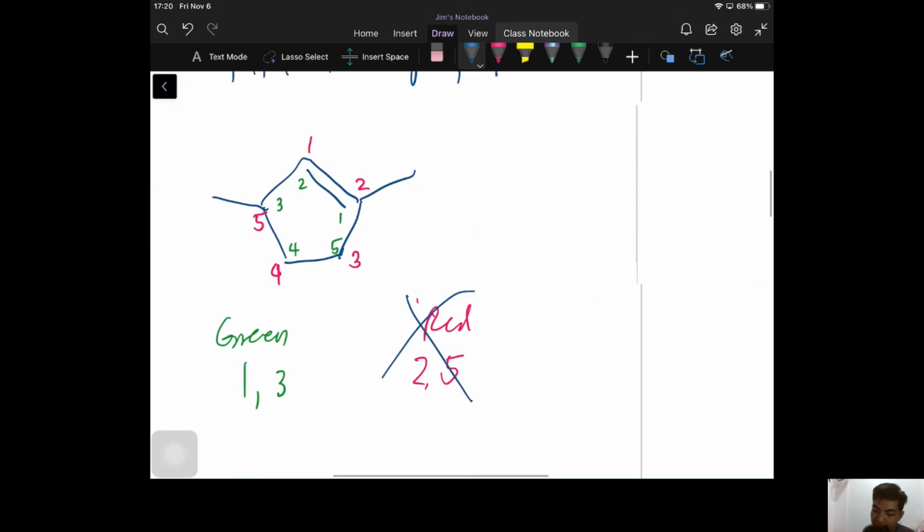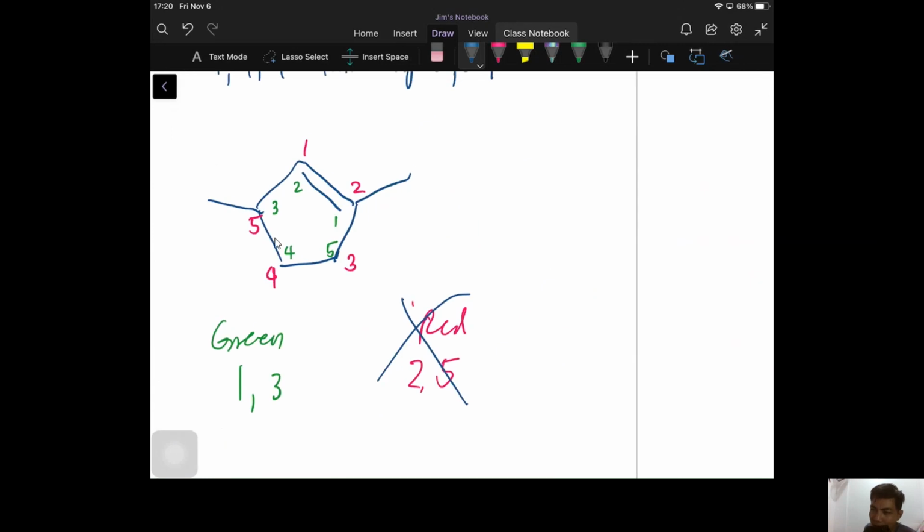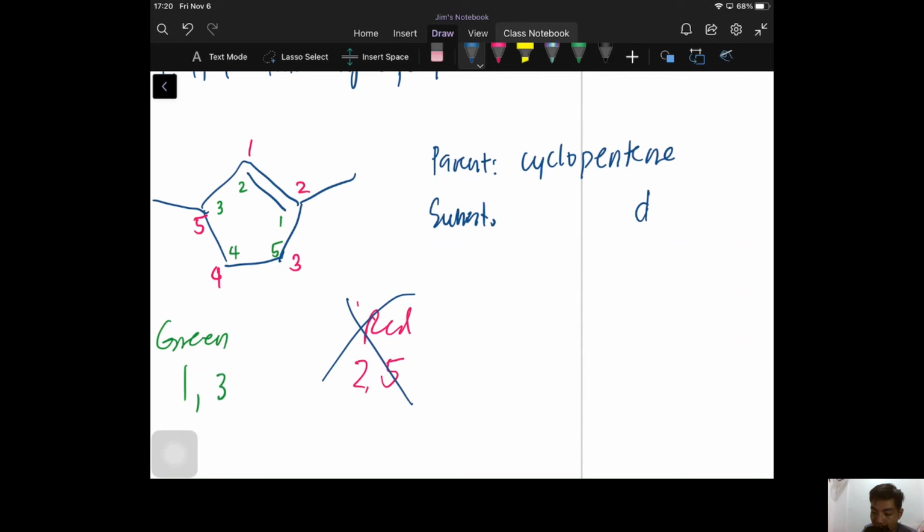So, pangalanan natin yung parent. We have 5 carbons, may double bond. Ano pangalan ng parent? Cyclopentene. Okay? Cyclo, nakaring, pent, 5 carbon, ene, may double bond. Ngayon, yung substituent, ano yung pangalan? Dalawang methyl yan, so dimethyl.